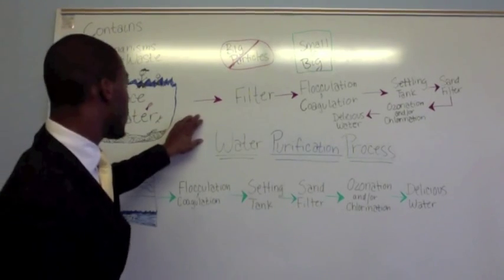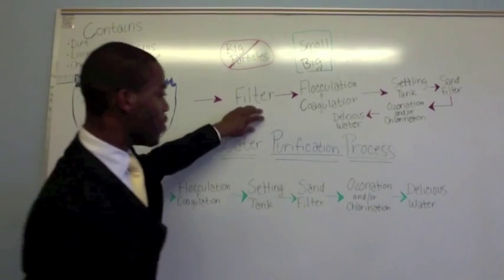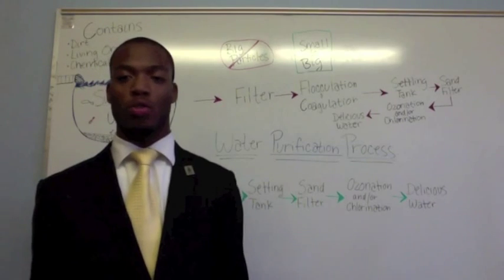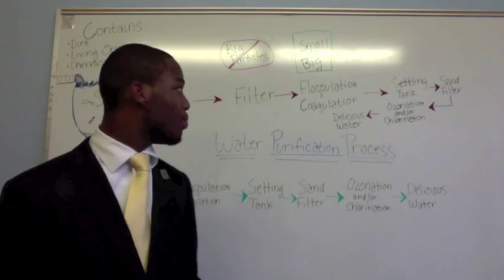The process for purifying surface water is as follows. You would take your surface water and initially send it through a sand filter. Now, this sand filter will remove all the big particles, being the dirt, the twigs, things of that nature.